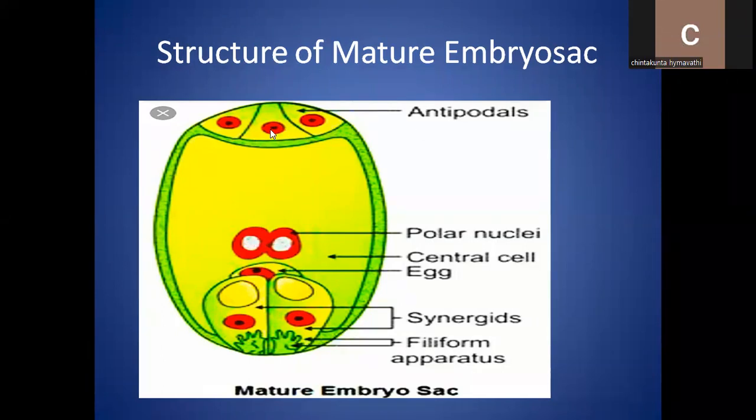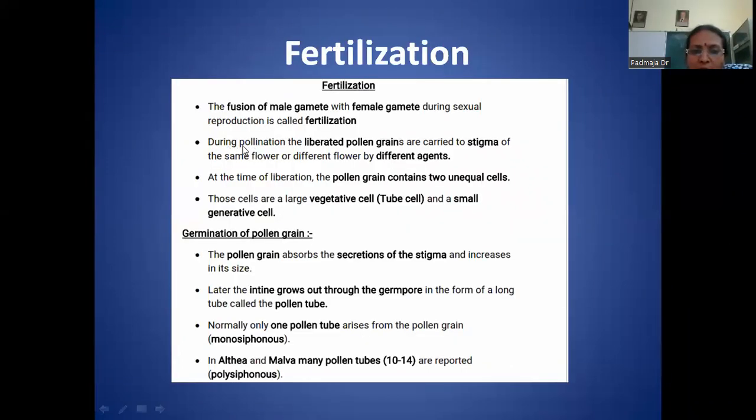And fertilization. Sexual reproduction is called fertilization. During pollination, the liberated pollen grains are carried to the stigma of the same flower or a different flower by different agents. The pollen grains contain the vegetative cell and the generative cell. The generative cell again divides into male gametes. On germination, the pollen grain absorbs the secretion of the stigma and increases in size, and the pollen tube is enlarged, entering through the style and reaching the embryo sac and releasing the male gametes into the embryo sac.